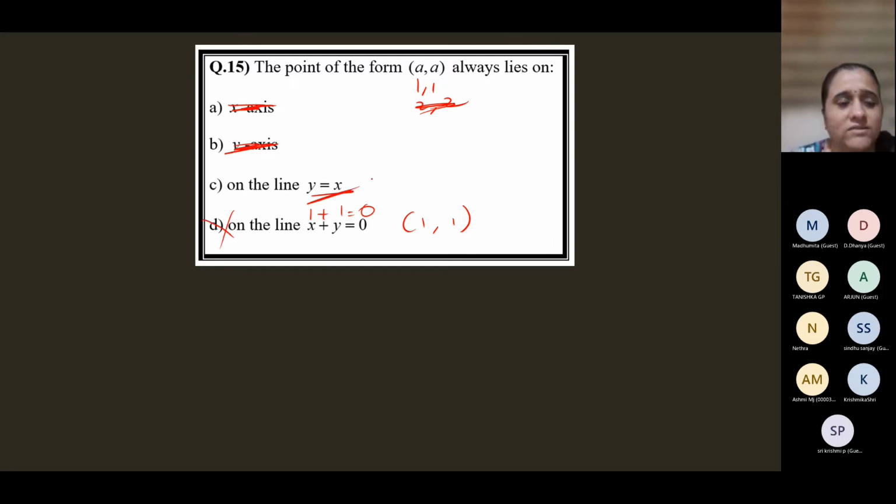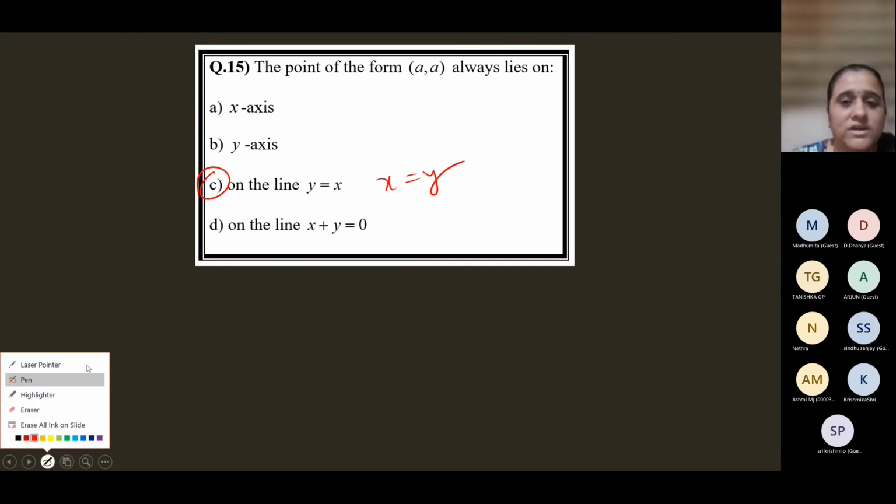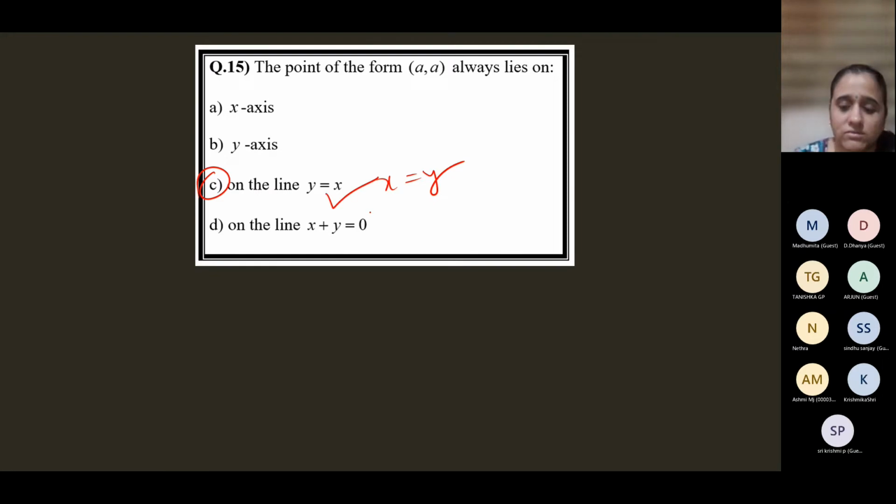So on the line y is equal to x. You can straight away say y is equal to x because you see here (a, a), x and y are equal. A is equal to A. That means x is equal to y. So on the line y is equal to x or x is equal to y, whatever, both are the same. This is the correct option.